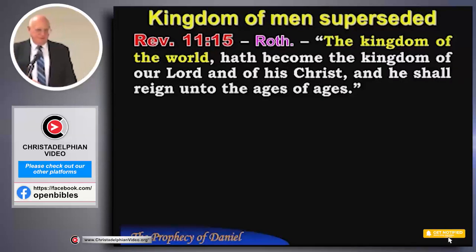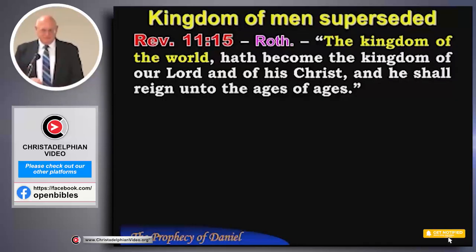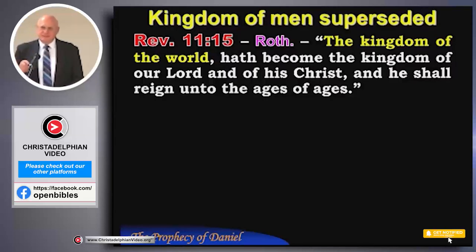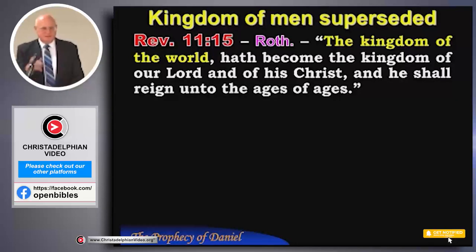What you have on the screen is Rotherham's translation. Now, Rotherham is pretty literal. When it's singular, he gives you the singular. When it's plural, he gives you the plural, for the most part. This is how it should read. And the little letter you cross off the end of the word kingdoms is the letter S at the end, because it's singular. The kingdom of the world, or the kingdom of men, hath become the kingdom, notice again, that word's in italics anyway in the AV, the kingdom of our Lord and of his Christ. So one kingdom is superseded by another kingdom. Get the idea of that?